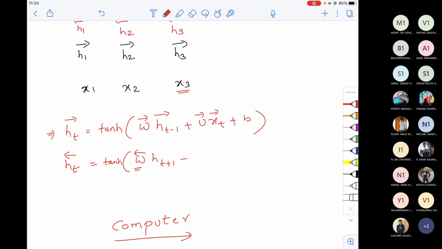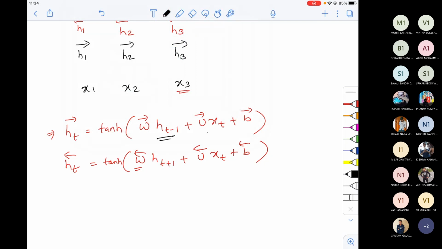HT here, this is another thing you need to be very careful about. XT, I don't need to write it differently, because the input is the same. Plus B, B in the forward direction, B in the backward direction. HT minus 1 also will not change, so you can keep it like this. Only the weights will change in the forward and backward direction. Now, this is an already known equation to you guys.